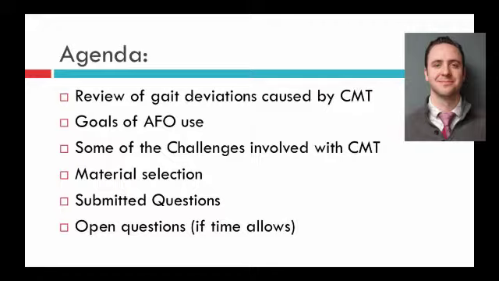Some discussion on the different materials that AFOs are made from and how that impacts the different designs. And then I'm going to spend the majority of this presentation just answering some of the submitted questions that were sent in.